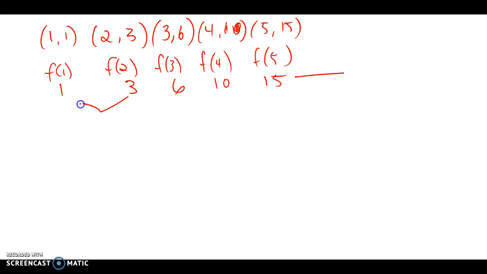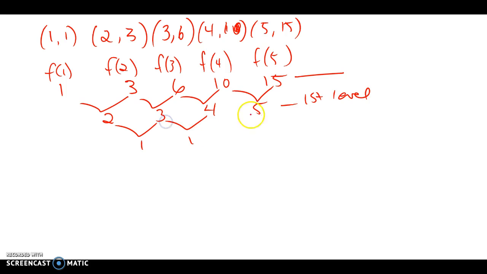Take the first level differences: 2, 3, 4, 5. That's your first level, right? Take your second level: 1, 1, 1. Guess what? My second level differences are the same. That means I have a quadratic equation.